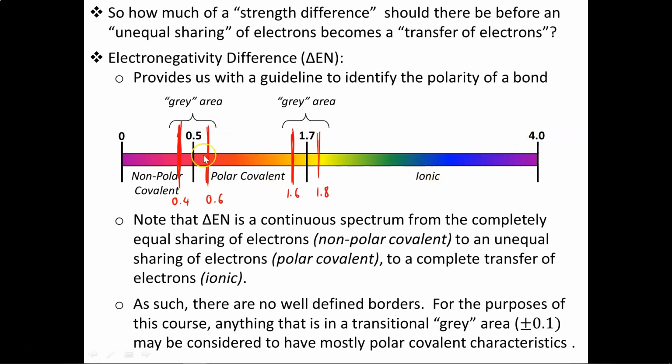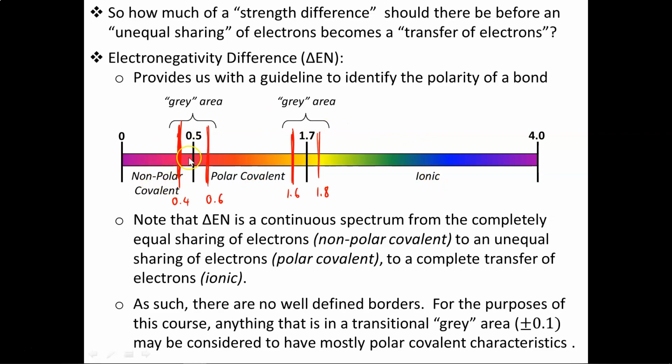But I prefer to think of these areas as gray areas. 0.4 to 0.6, that's when you'll start to see nonpolar covalent properties switching over to polar covalent properties. And 1.6 through 1.8 is where you'll start to see polar covalent turning into ionic. Now, I will never ask you, is this a polar covalent bond, or is it an ionic bond, or is it a nonpolar covalent bond?